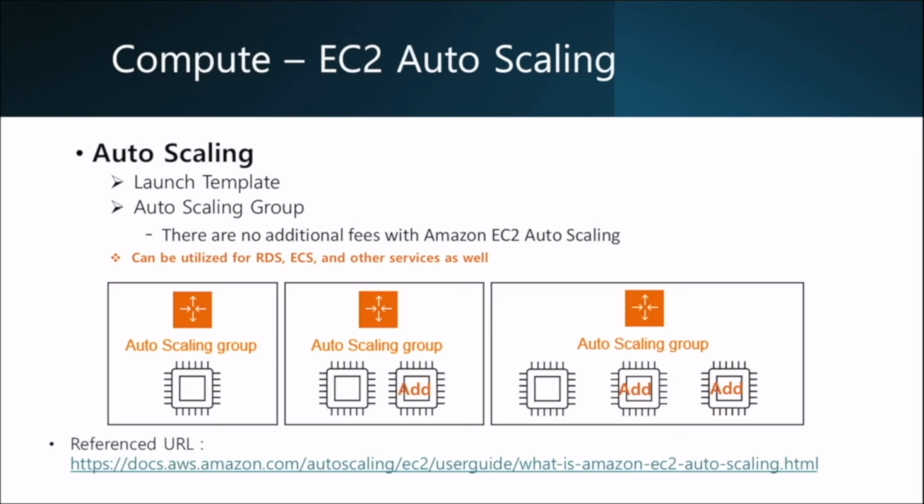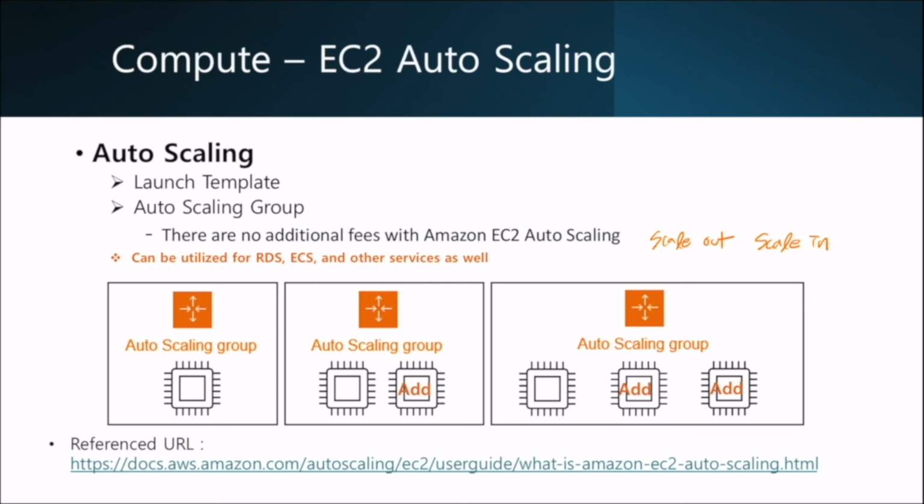Let's take a look at the function. If you use the autoscaling function, you can automatically add and remove servers according to the situation. Adding a server is called scaling out. Removing a server is called scaling in. For example, adding a server according to the CPU usage rate. Alternatively, you can add a CPU.